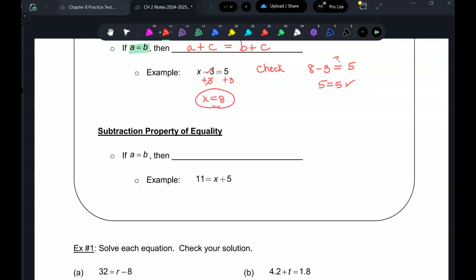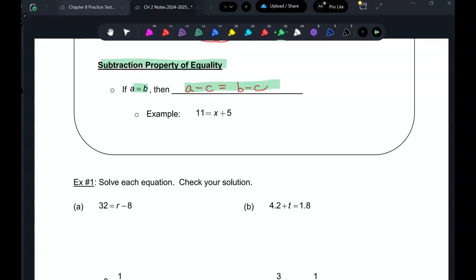Okay, subtraction property of equality. This says if I subtract the same thing from both sides. How do you know what A is? So we don't know what A, B, or C is equal to. This is just how we write out the rule. We're just saying, let's say we know two things are equal, so we can subtract the same thing from both sides, and it remains equal.